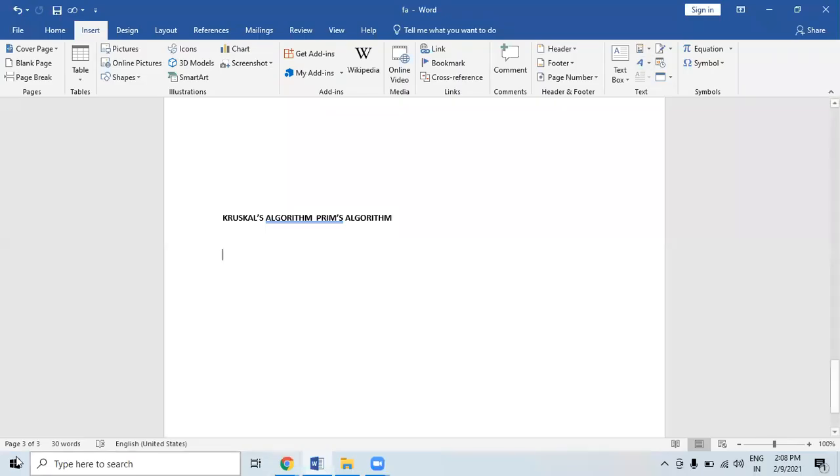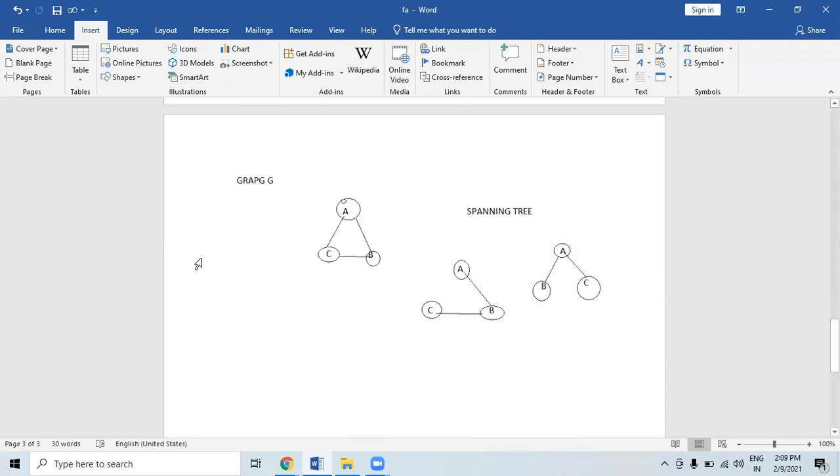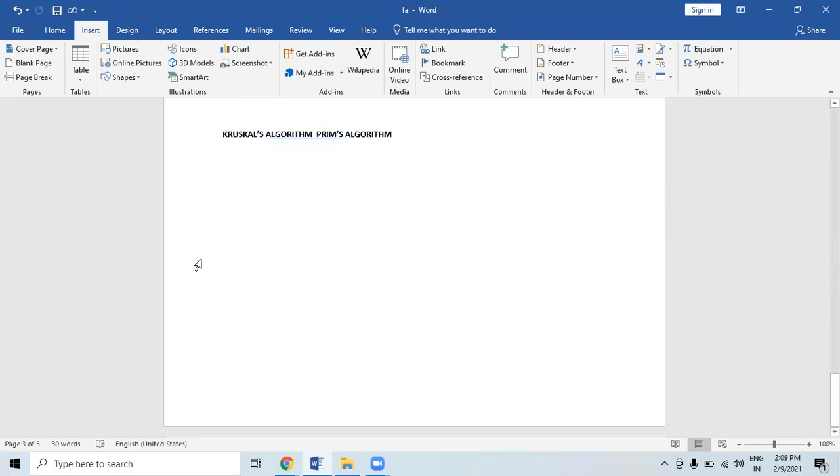Okay. So today's lecture, in the previous lecture, what we have seen: spanning tree and all, right? This point we have seen. So in today's lecture we will see Kruskal's algorithm and Prim's algorithm, whose definition we have seen already. Okay, so let's see an example of this. Then you will understand better.